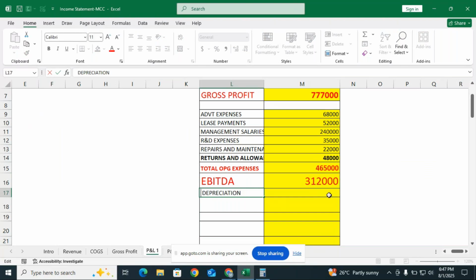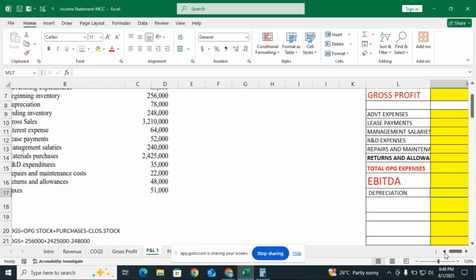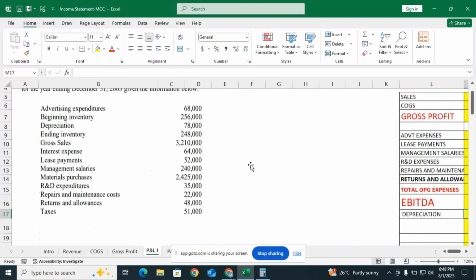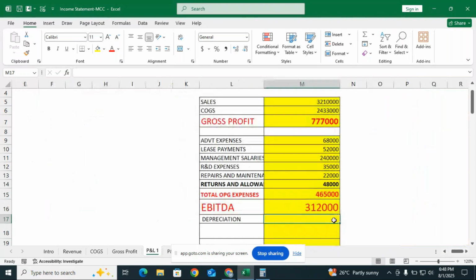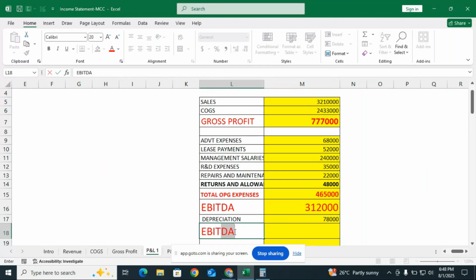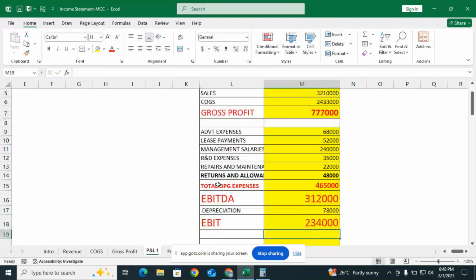So what is the depreciation amount here? It is 78,000. So it will be 78,000 here. So after depreciation it becomes EBIT, earnings before interest and tax. That's all. No DA. DA we have deleted because you have subtracted depreciation, equals EBITDA minus depreciation. So 2,34,000 is EBIT.